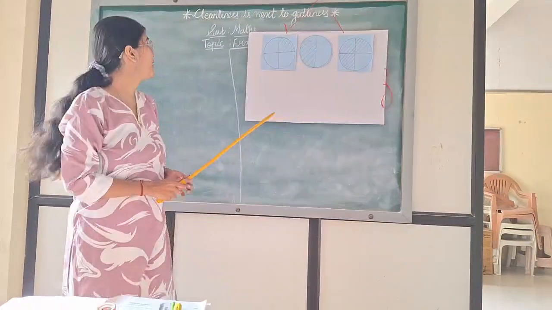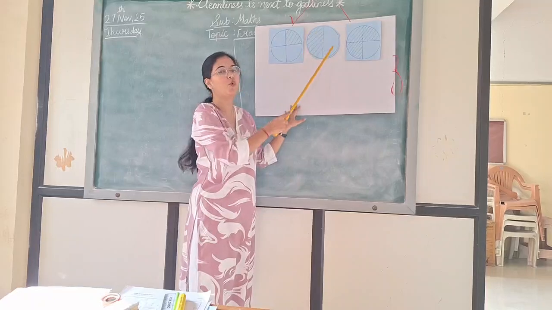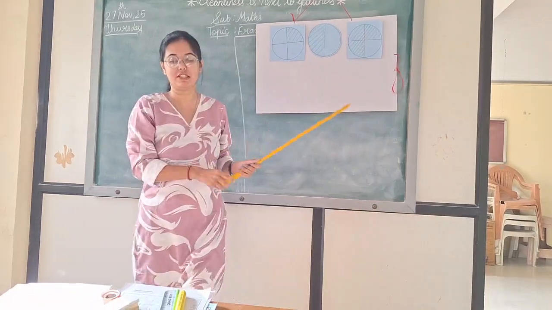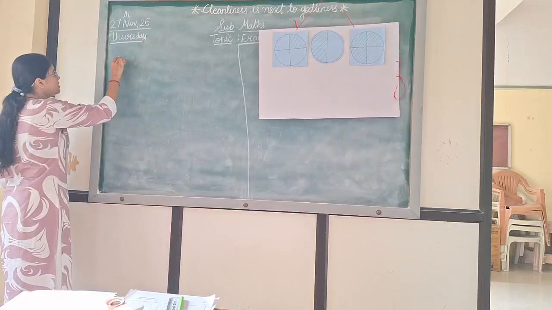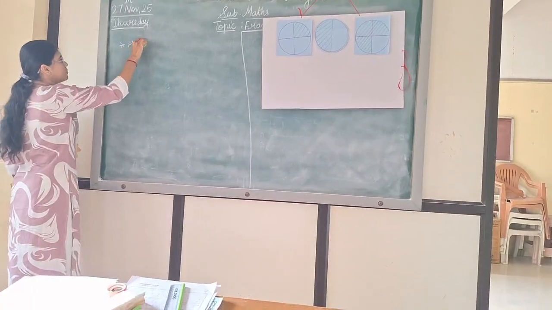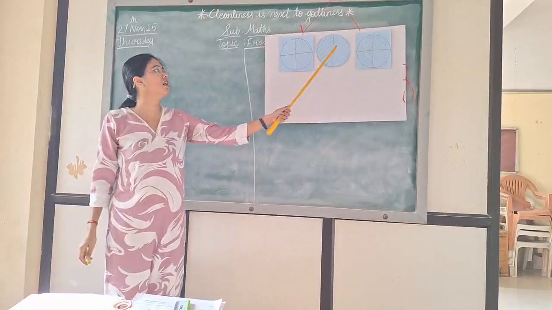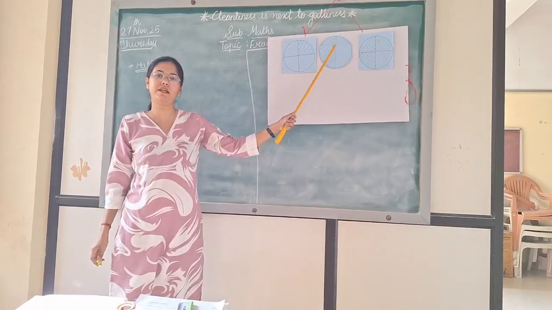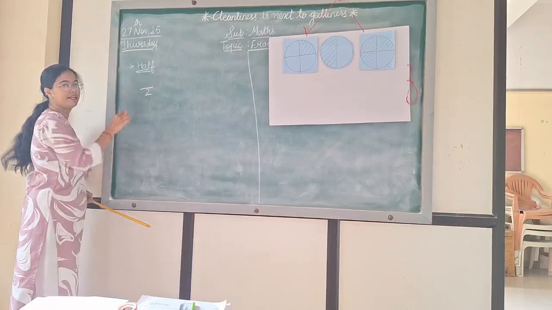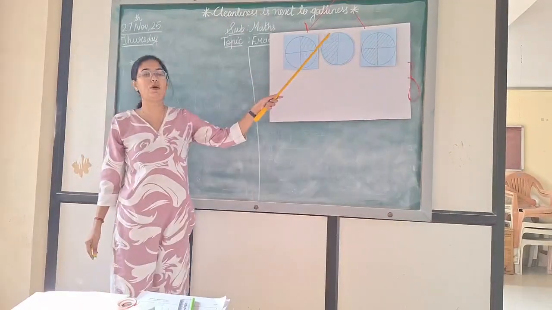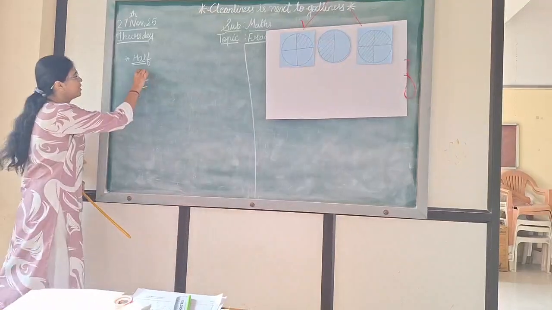See children, whenever there are two equal parts of one whole, that fraction is called a half. What is it called? Half. Okay, that is represented as, tell me the total number of parts made? 2. Okay, and how many parts are selected? 1. Only one part is shaded, that is selected. That we will write here.